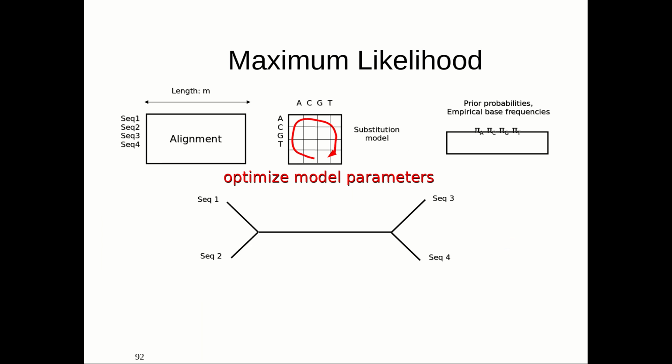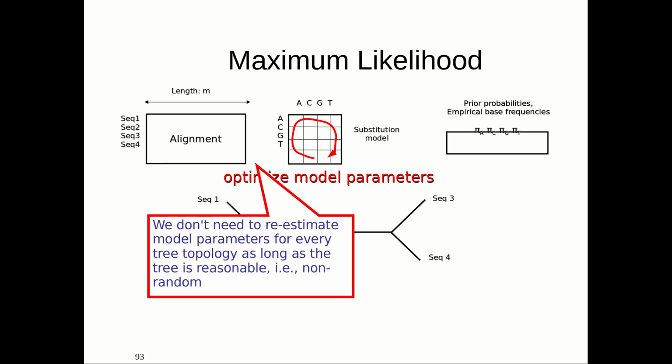Another thing we need to do is to optimize model parameters, of course. But unlike with branch lengths, we don't really need to re-estimate model parameters for every tree topology that we visit, as long as the tree is reasonable, meaning that it's not a totally random tree. So unlike the branch lengths, the optimization of those model parameters is nothing that we need to worry about that much.